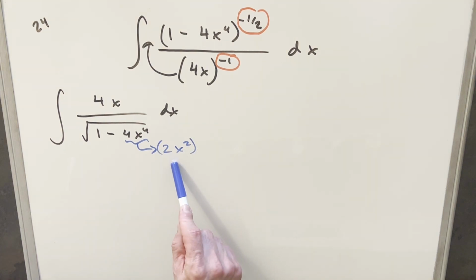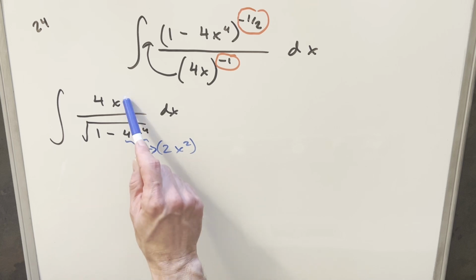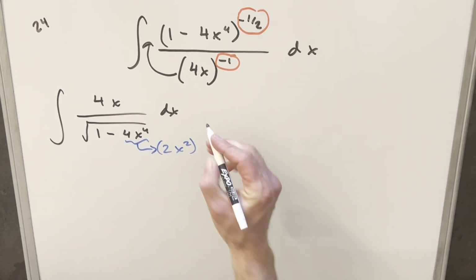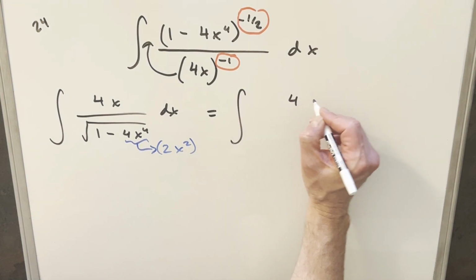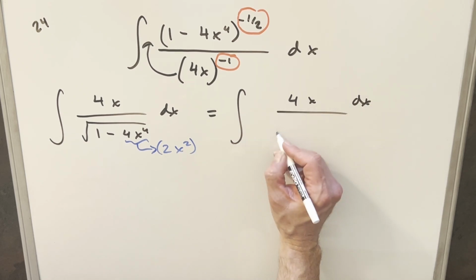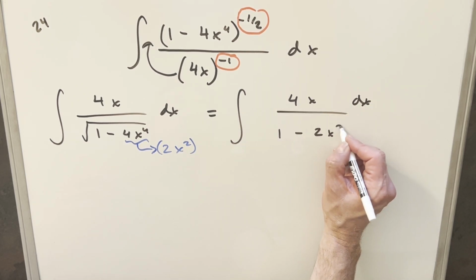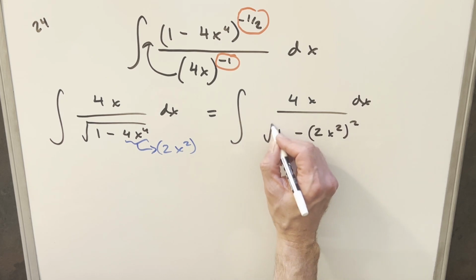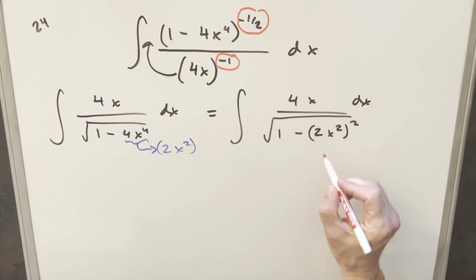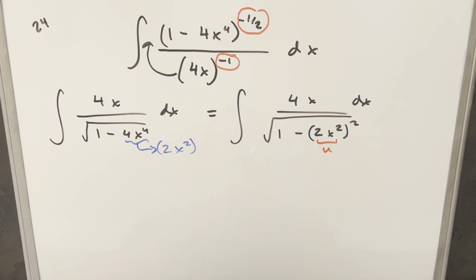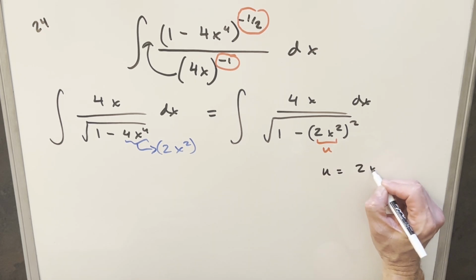Then if I were to do a u substitution, notice the derivative of this is actually 4x. So let me rewrite this to set the whole thing up. We'll rewrite this with 4x dx here, and then this is going to become our square root of 1 minus 2x squared, all squared, inside the radical. So now let's try that u substitution. U is going to be just 2x squared.